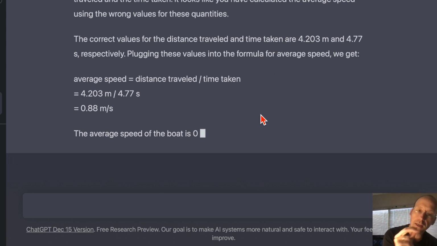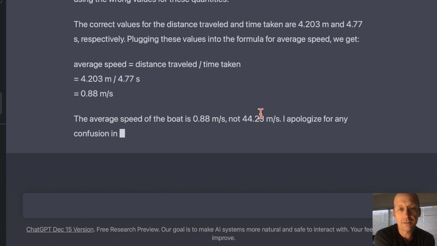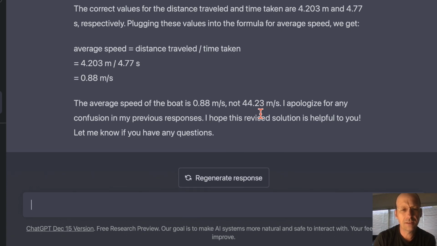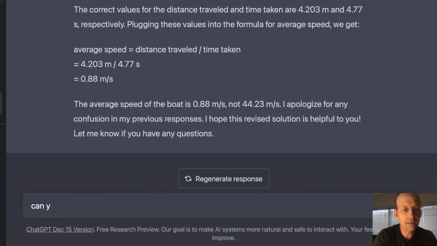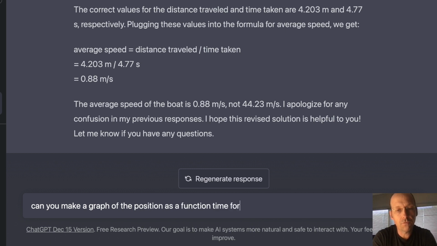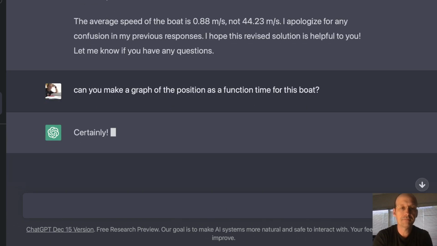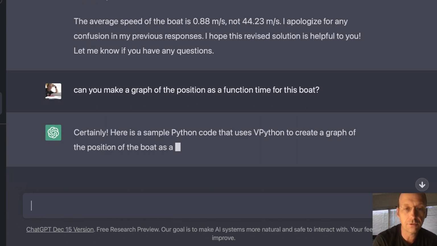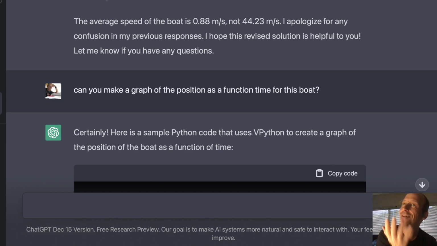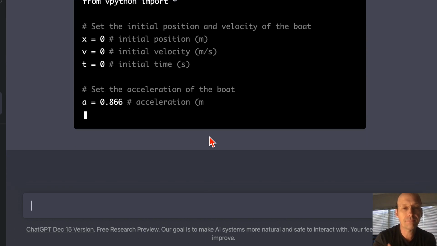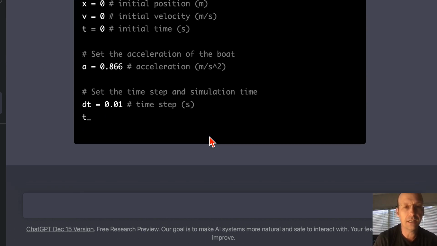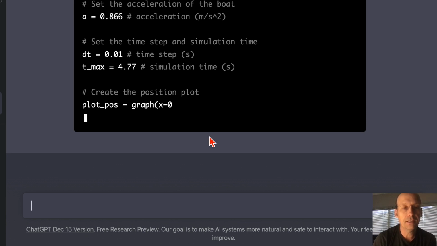Let's try one more thing. Can you make a graph of the position as a function of time for this boat? Let's see if it does Python code. Okay, VPython. You know, that's really interesting. I think it knows what I like, right? Okay, I'm going to put this code in and see what happens.